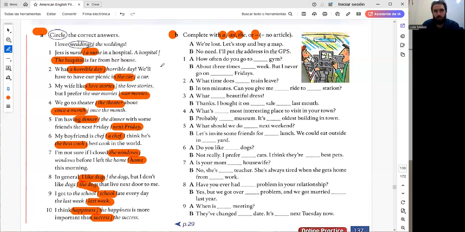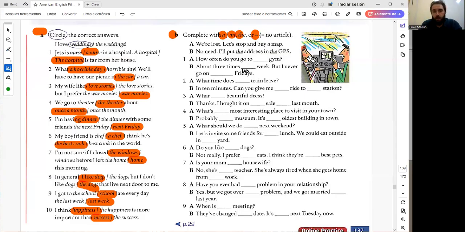In part B, we complete with a or an, the, or nothing to show that there is no article here. For example, A, we're lost. Let's stop and buy a map. B, no need. I'll put the address in the GPS. Pause and complete nine questions.